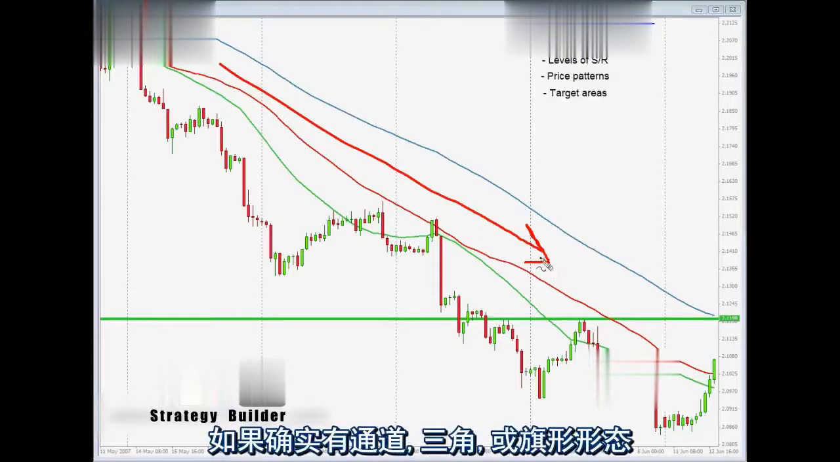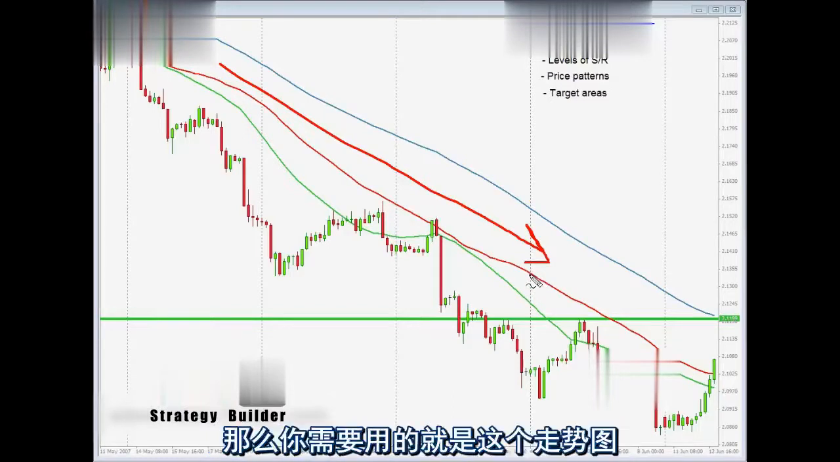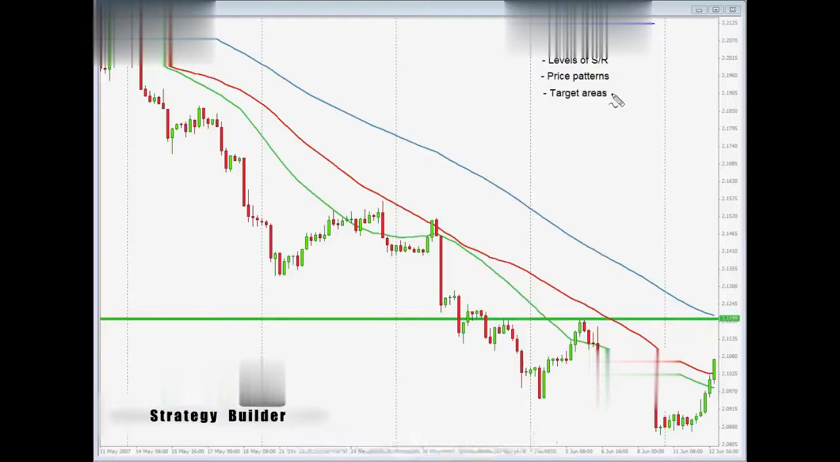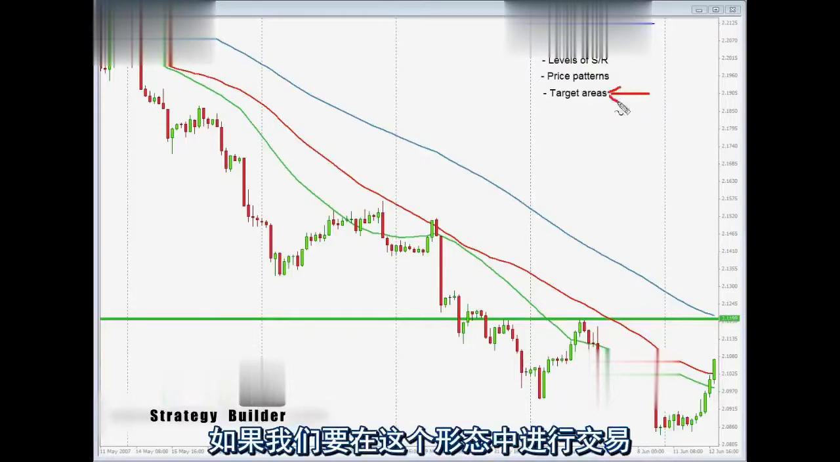So this is the time frame. If there was any price pattern here, either range, triangle, or flag formation, this is the time frame where you would like to see them. You would like to search for them. And well, finally, price targets, if we are actually to take a trade on this.